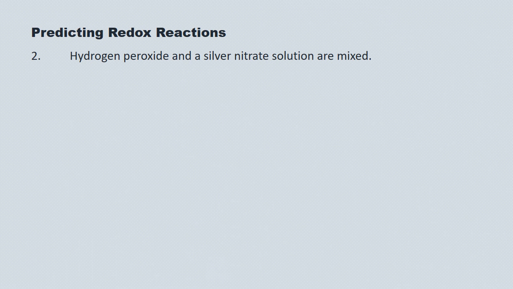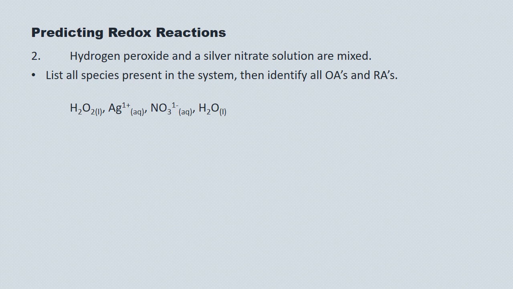Hydrogen peroxide mixed in a solution of silver nitrate. So again, let's list everything present. The hydrogen peroxide is in molecular form. It's in your data booklet on the reducing agent side. Silver ions and nitrate ions. And we're writing these as free ions because, of course, silver nitrate is soluble in water. And the question does talk about a solution, so water is present. These are the oxidizers. Silver ions and water are listed on the left-hand side of the reduction table. These are the reducers. Peroxide and water are listed on the right-hand side of the table.